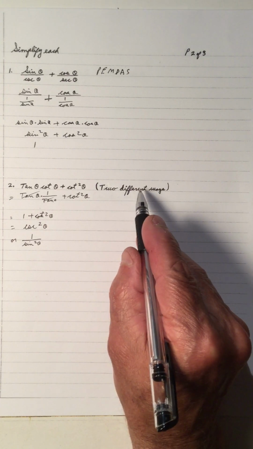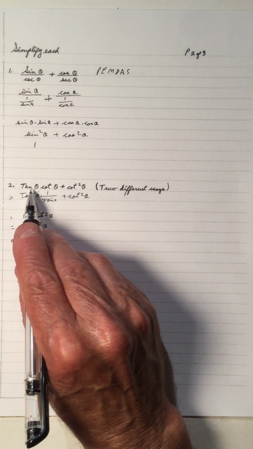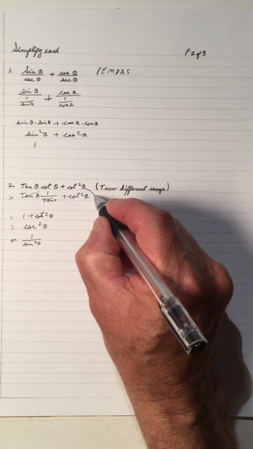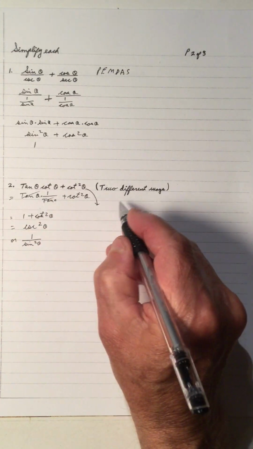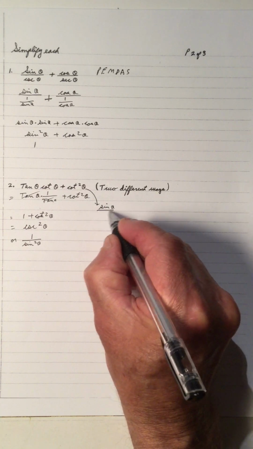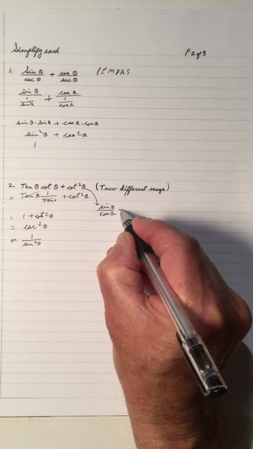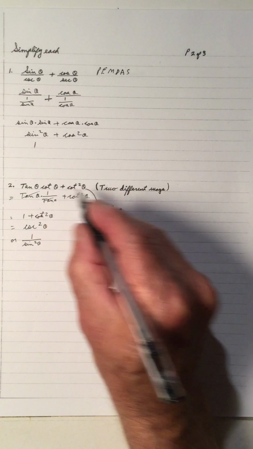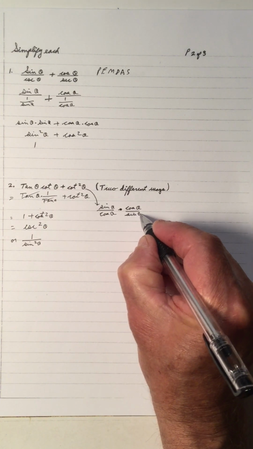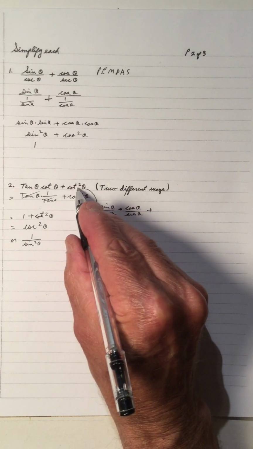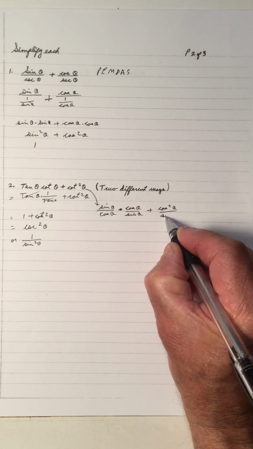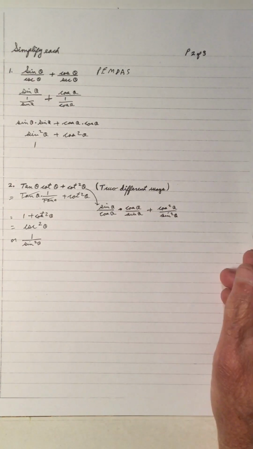Another way, the fundamental way, would be to change tan and cot to sine and cos. So let's take it right here. Tan is sine theta over cos theta. Cot is cos theta over sine theta, plus cot squared is cos squared over sine squared. So I have them all changed.